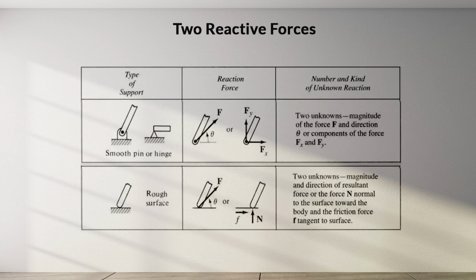We also have the two reactive forces. These supports prevent motion in a plane, motion in two perpendicular directions. The smooth pin and hinge provide resistance in any direction in a plane. The rough surface provides resistance normal and tangent to the surface.